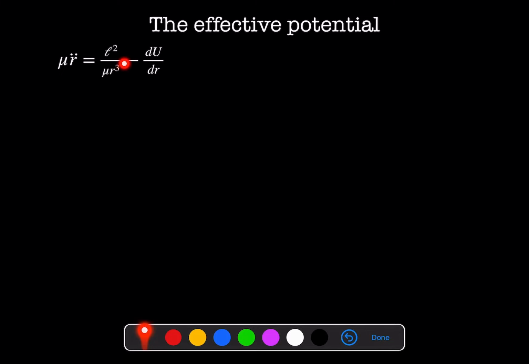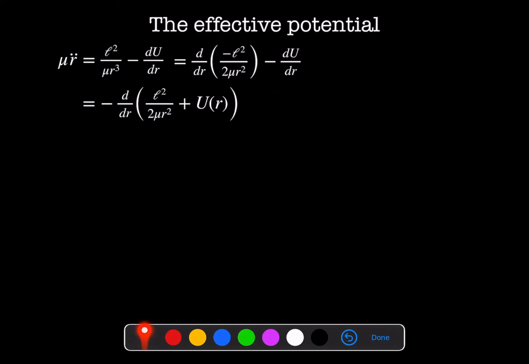Let me re-express this term so it looks like the derivative of something. So I can rewrite this as d by dr of minus L squared over 2 mu r squared minus du by dr. And I can combine these two derivative terms together, and I end up with the force in the r direction is equal to minus d by dr of L squared over 2 mu r squared plus u as a function of r. And we're going to call this term our effective potential.